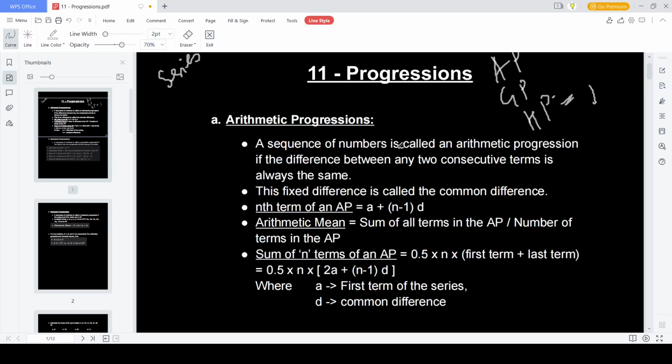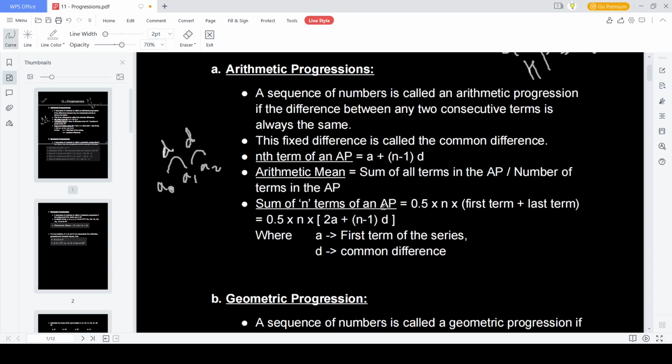In arithmetic progression, there is a fixed difference between all the terms. So if these are a0, a1, a2, they all have a fixed difference d. That's what defines an arithmetic progression. The nth term formula for AP is a plus (n minus 1) times d, and the sum of all terms formula is n by 2 into (2a plus (n minus 1) times d). We'll solve all questions on this.